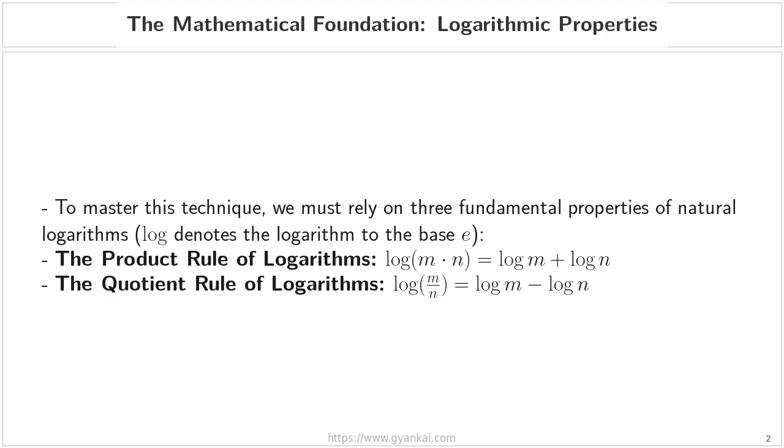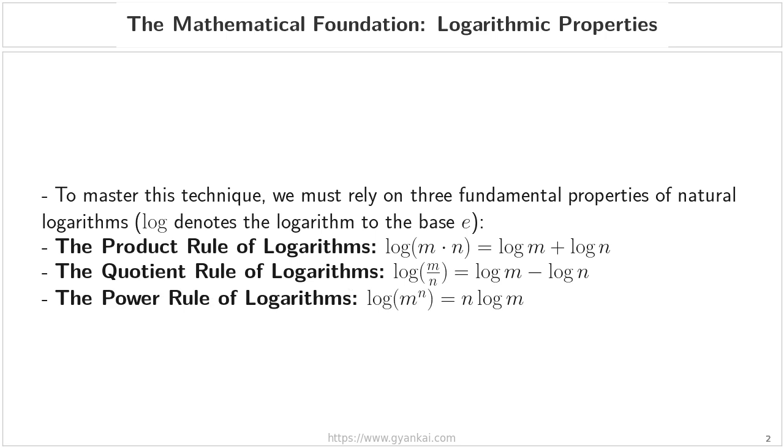Second, we have the quotient rule of logarithms. This tells us that the log of m divided by n is equal to the log of m minus the log of n. This is incredibly useful because it transforms a division operation into a simple subtraction.